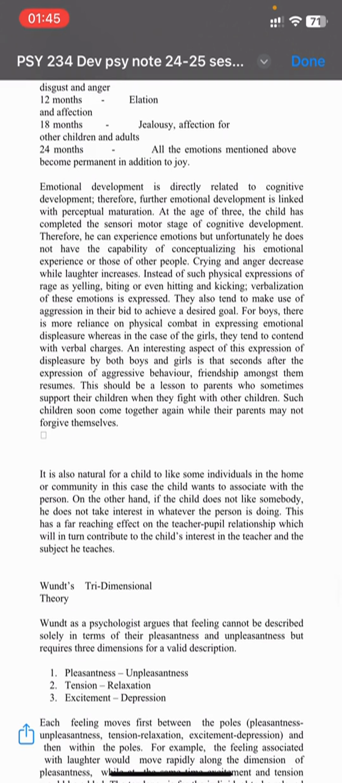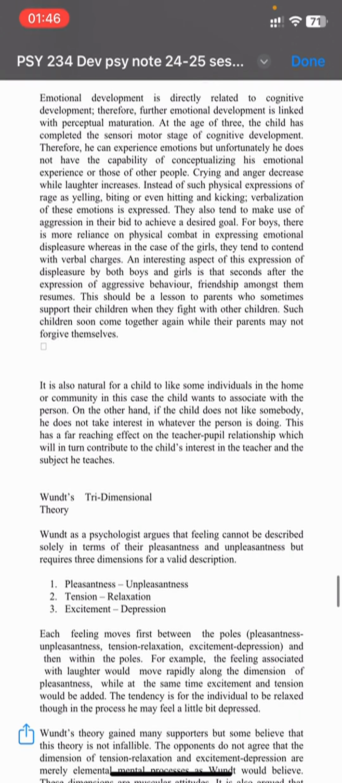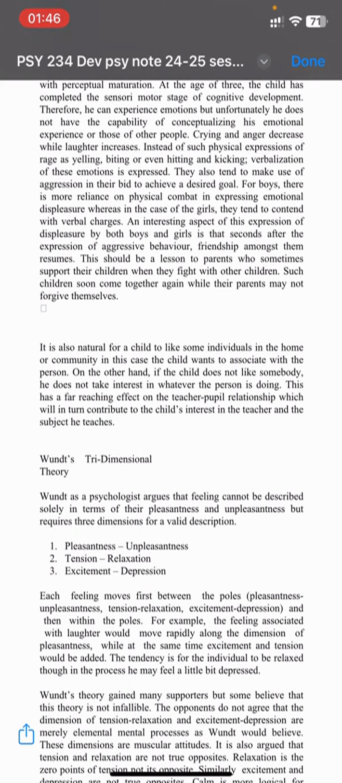Now, it is also natural for a child to like some individuals in the home or community. In this case, the child wants to associate with the person. On the other hand, if the child does not like somebody, he does not take interest in whatever that person is doing. So that's why, as a teacher, or at least a kindergarten teacher, you need to make the class lively, make the children like you. Because if they do not like you, they will not pay attention. They are the kings and queens of nonchalance.